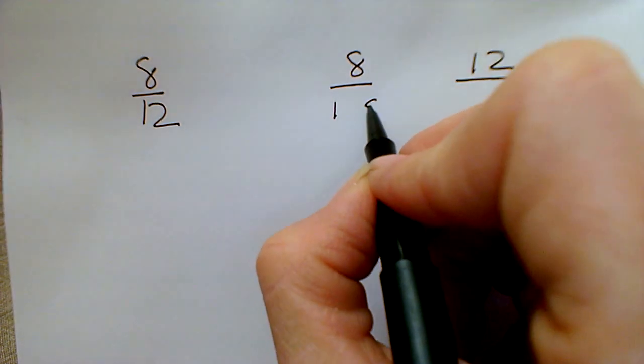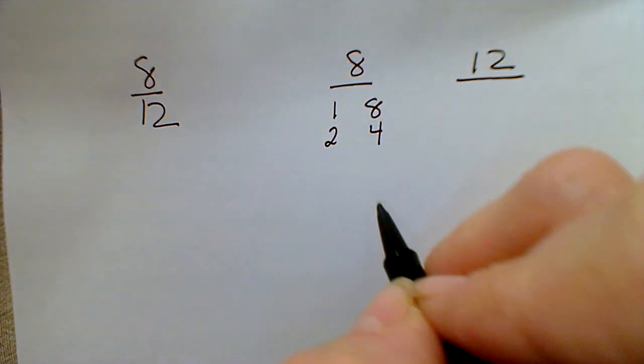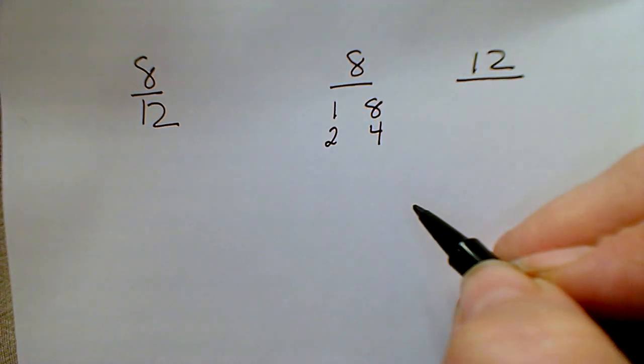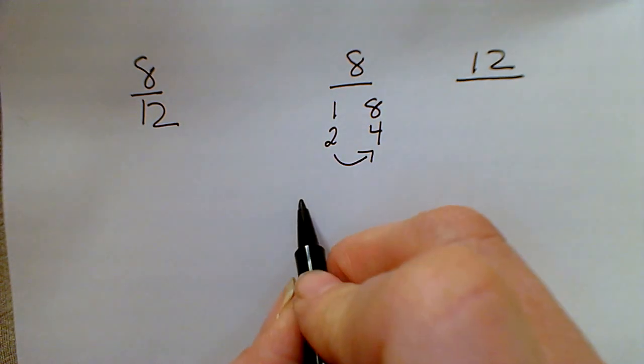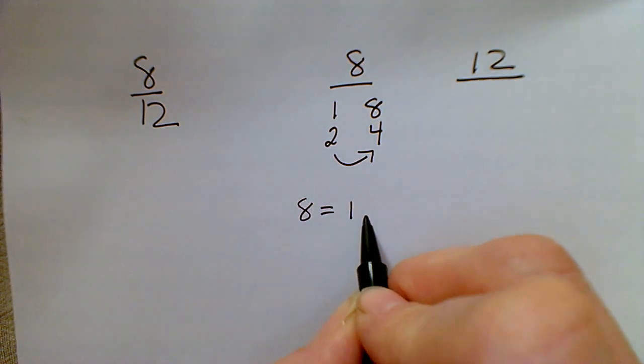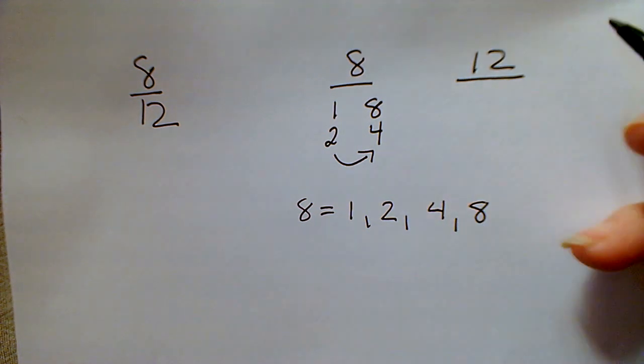So for 8, I have 1 and 8. 1 times 8 is 8. 2 times 4 is 8. Does 3 work? No. Does 4 work? Yes, but I already wrote it down, so I've looped. I'm good. So I can write that. The factors of 8 are 1, 2, 4, and 8.